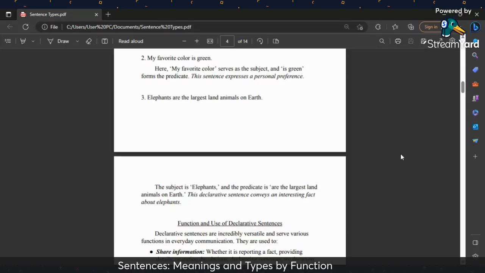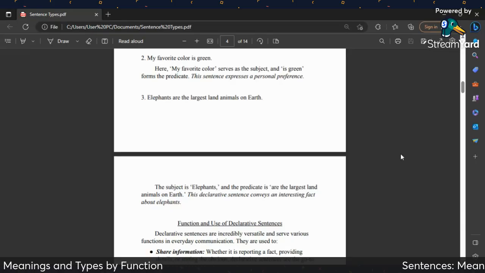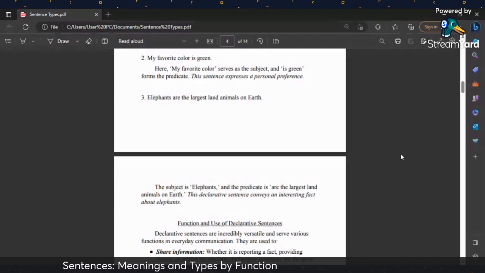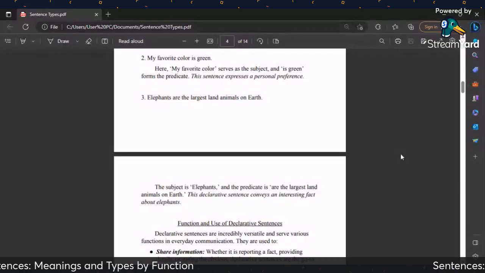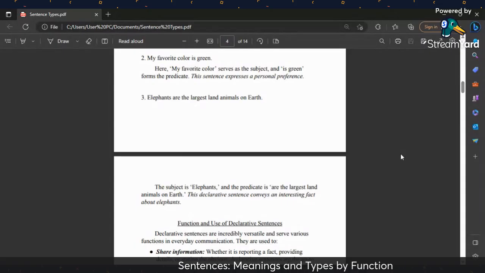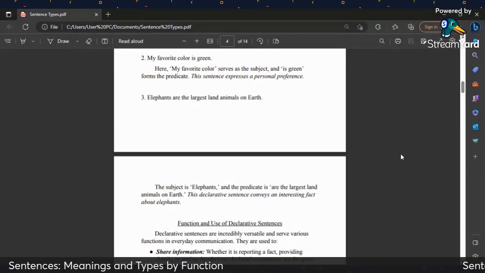The third example, elephants are the largest land animals on earth. The subject here is elephants. The predicate is are the largest land animals on earth. And this declarative sentence basically conveys an interesting fact about elephants. They are the largest land animals on earth.